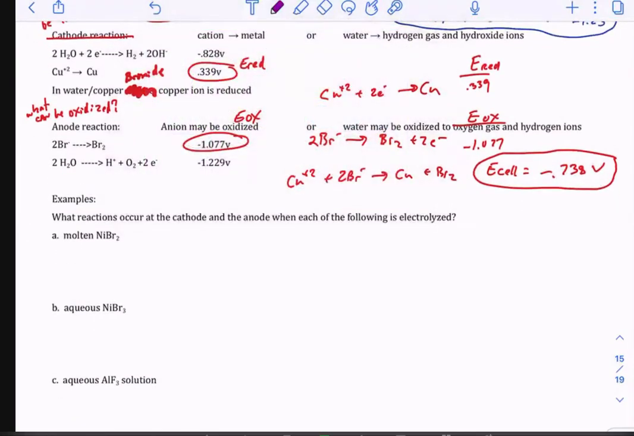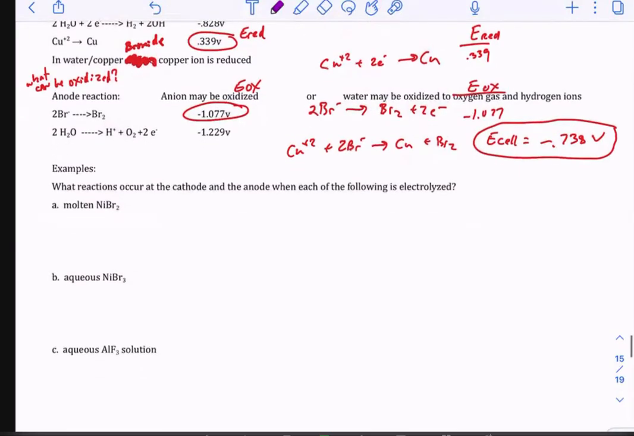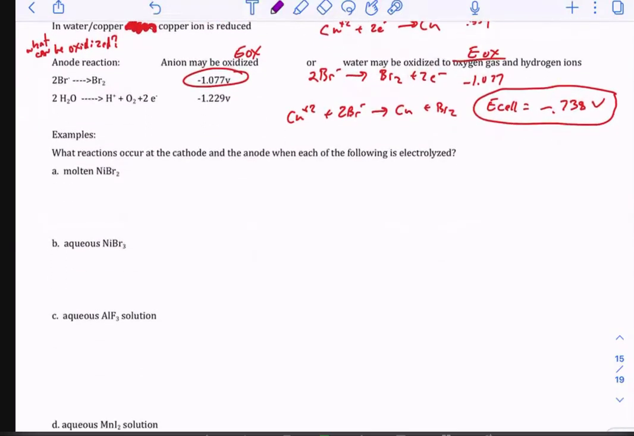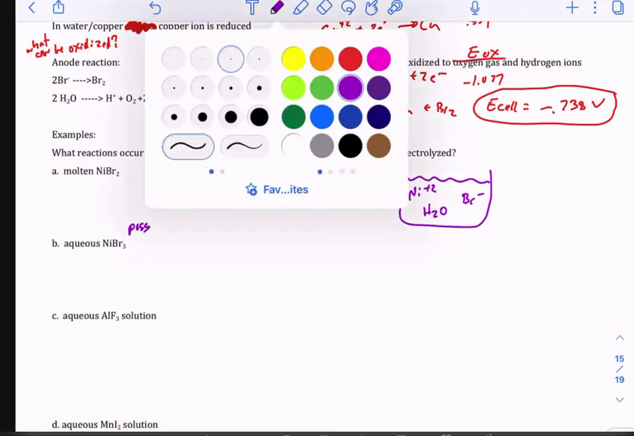Okay, I'm going to skip A, let's just jump to B. Aqueous nickel bromide. I got nickel ions, I got bromide ions, I got water. So in order to figure out what's happening, write out your possibilities. I just kind of make 2 columns.